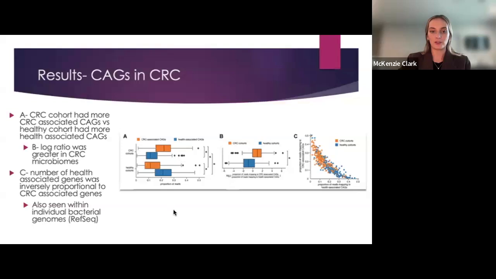Figure A on the left shows the colorectal cancer cohort had more colorectal cancer associated CAGs when compared to the healthy cohort, which had more health-associated CAGs, and the log ratio of this data was greater in colorectal cancer microbiomes. Figure C on the right shows the number of health-associated genes was inversely proportional to the colorectal cancer-associated genes. This was also seen with the individual bacterial genomes, which was determined by comparing their metagenomic analysis to the NCBI reference sequence database.